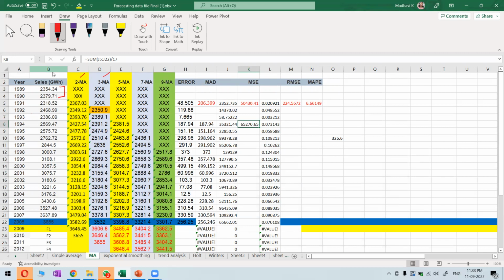So this 2367.03 is nothing but the average of these two values. And this value will be the average of these two values. And the average of this one becomes this. Like that, at any given point of time for a 2 period moving average, we will be considering the previous two values only.